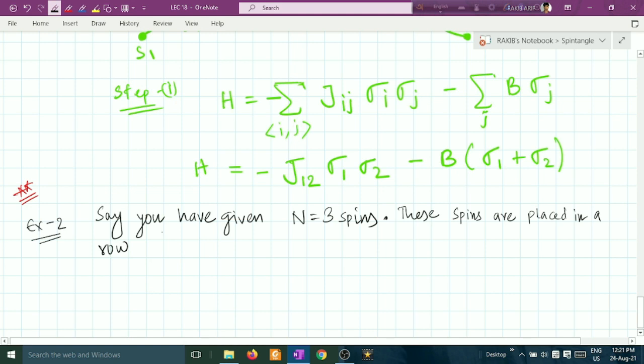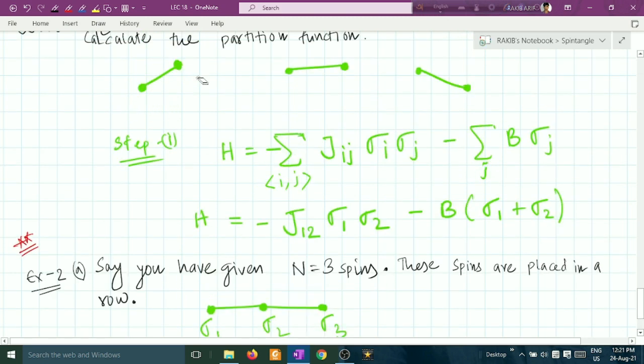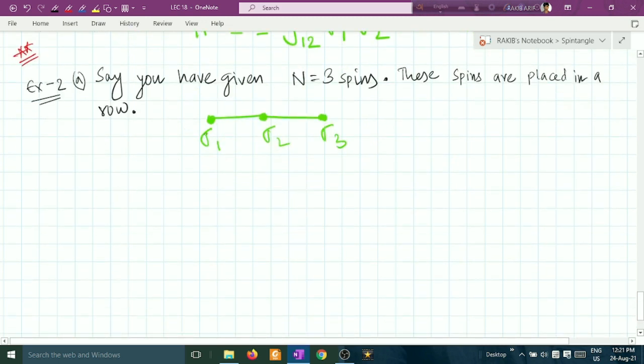So you are given n equals 3 spins. These spins are placed in a row. This is one combination. Say this is example 2a. These 3 spins can be arranged in a row. This is how it looks. Say this is spin 1, this is spin 2, this is spin 3. This will be sigma 1 and this will be sigma 2, so sigma 1, sigma 2, sigma 3.